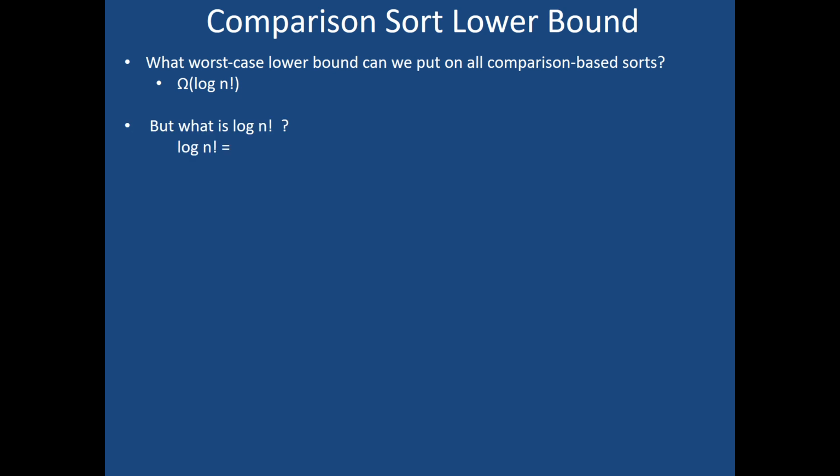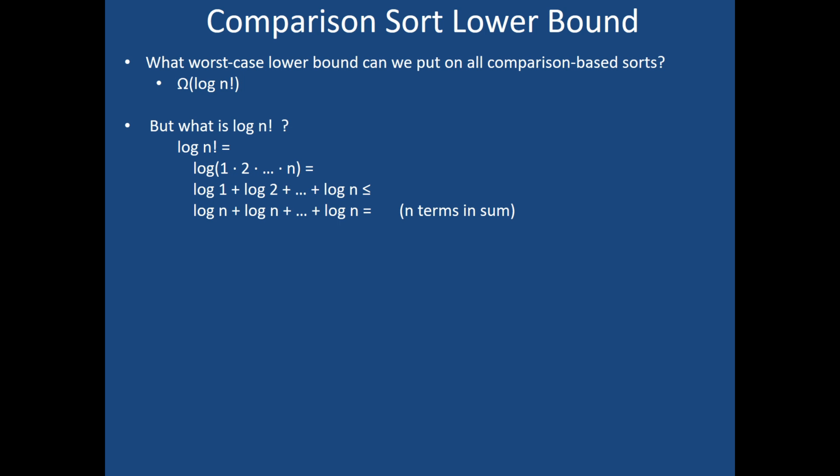Okay, let's figure out what log of n factorial is. That's a weird looking thing. Well, log of n factorial is just log of the product of 1 through n. How can I modify that using the rules of logs? What's the log of a product? Sum of the logs. So it's log of 1 plus log of 2 up to log of n, the sum of all that.